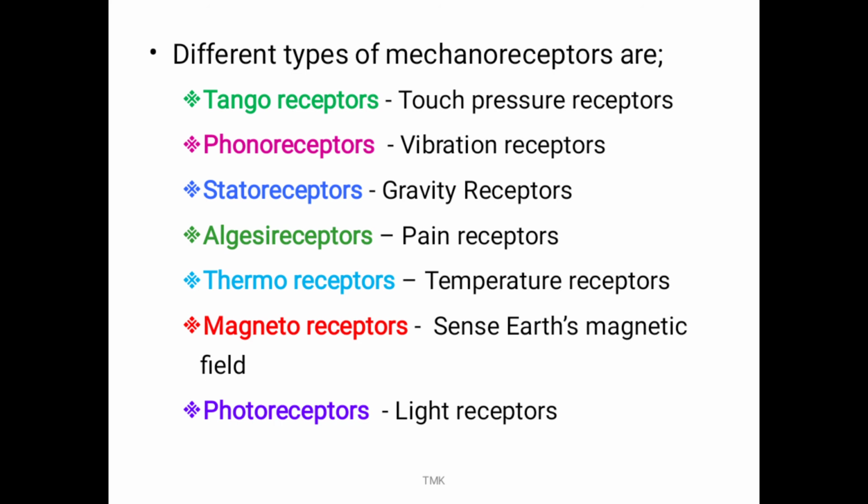There are many different types of mechanoreceptors. Some of them are given below. Tangoreceptors sense touch pressure, phonoreceptors sense vibration, and statoreceptors are known as gravity receptors. Algioreceptors sense pain in our body. Thermoreceptors sense the temperature in the environment and also the temperature in our body. Magnetoreceptors sense the Earth's magnetic field. And the last one is photoreceptors, which are present in our eyes and detect light.